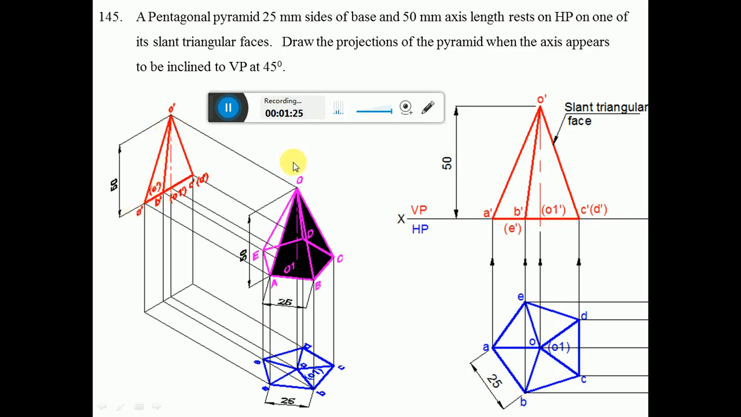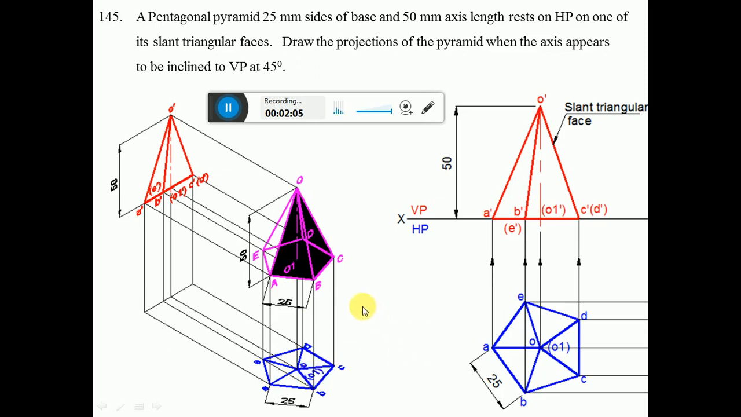When you look from the top view, you can see ABCDE is a pentagonal pyramid, a pentagon ABCDE. Since all these edges of the pentagonal base are resting on HP, obviously they will be parallel to HP. So we can see the true shape in HP, wherein each side is equal to 25 mm. From the top view, ABCDE is visible, and O is near to the observer, so O is visible, and O1 is away from the observer, so it becomes invisible.